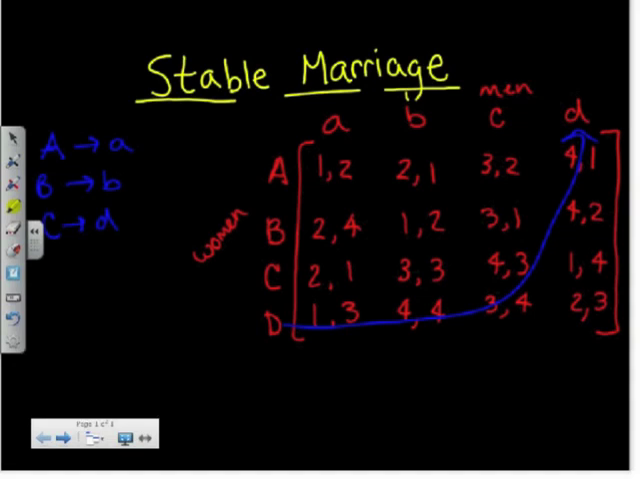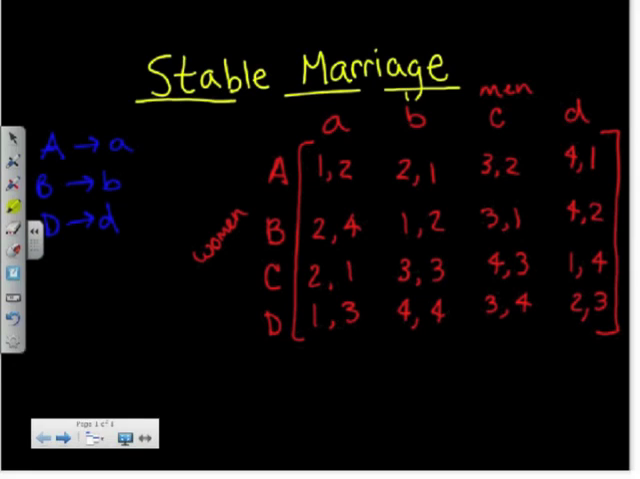So lowercase d is tentatively engaged to C. Then we're going to look at his preferences of those 2. He ranked D as 3 and ranked C as 4. Therefore, he is going to break his engagement to C and become engaged to D. So if we take note of that, we'll erase this, and D is now engaged to d.